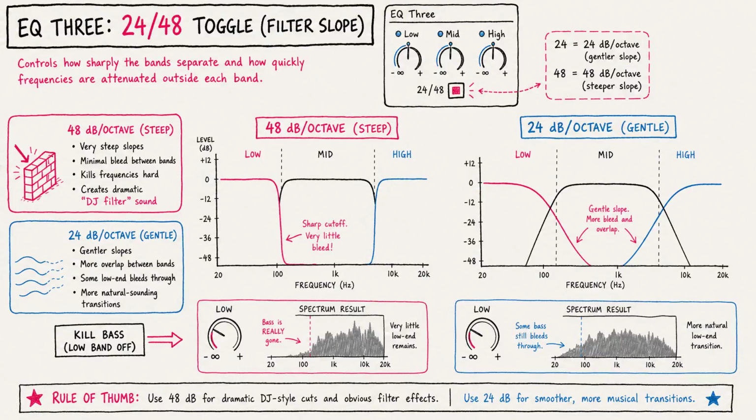At 24 decibels per octave, the slopes are gentler with more overlap between bands. Killing the bass still reduces low-end content significantly, but some low-frequency energy bleeds through, creating more natural-sounding transitions. For dramatic performance effects, 48 decibels typically works better. For more subtle frequency manipulation, or when you want band changes to feel less abrupt, 24 decibels offers a gentler alternative. Many producers keep it at 48 decibels by default, switching to 24 decibels only when the steeper slopes feel too aggressive for a particular context.